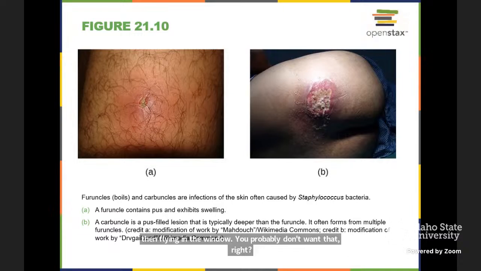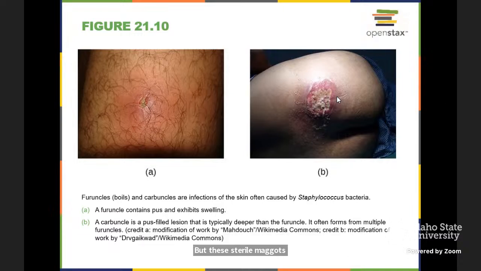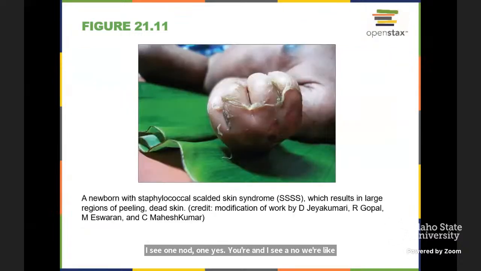But these sterile maggots feed on dead tissue, leaving the living tissue alone. And so they clean up the issue and allow for the wound healing to really kick into gear. I think that's pretty interesting. And it makes me wonder, nobody in here said they would infect themselves with worms, but if you were rocking a bed sore like this, would you let maggots on you? I see one nod, one yes. And I see a no. You're like, hell no. Just can't you rub some cream on it? All right.